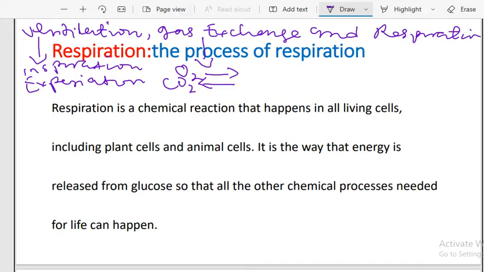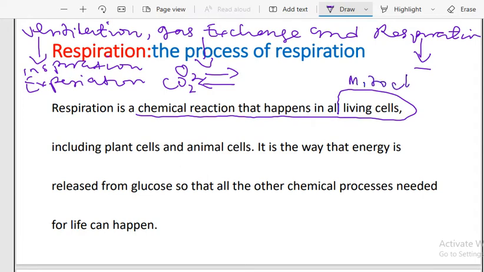Now, through ventilation, gas exchange will be able to take place, and through gas exchange, then respiration will be able to take place. So respiration has to do with the use of this oxygen. So it's a chemical reaction. That is why here you find out that we said respiration is a chemical reaction that happens in all living cells. Now it happens where? The mitochondria of a cell, including plant cells and animal cells.